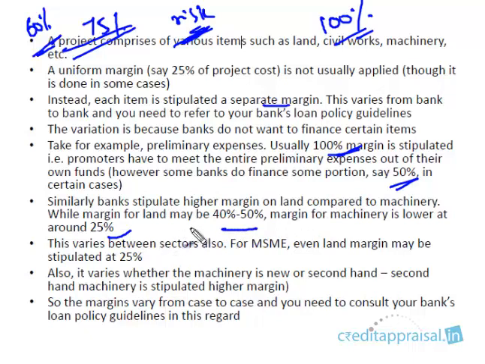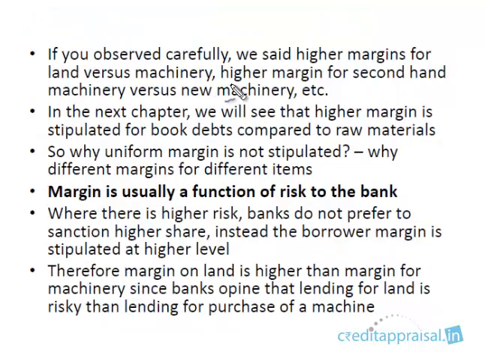It will sometimes vary depending on the sector also. For SME, there will be a lower margin, and maybe it depends on whether it is a second hand or an original machine. That margin may vary because a second hand machine will carry a higher margin. So this varies from case to case. What I'm saying is, based on the risk perception, the bank will stipulate the margin requirement in each case, and you have to refer to the loan policy guidelines of your bank and see what the margin is for each asset. So margin is usually a function of risk to the bank.